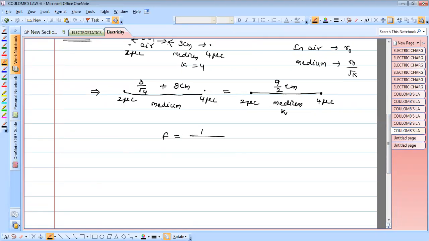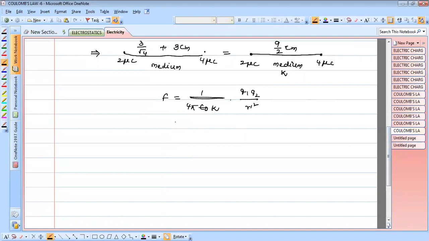Now the medium is there. That's 1 by 4 pi epsilon naught into K, Q1 Q2 by R dash square. Now 1 by 4 pi epsilon naught in the sense 9 into 10 power 9, and the K is 4. Q1 Q2 means 2 into 10 power minus 6 and 4 into 10 power minus 6. R dash is 9 by 2, no? 9 by 2 into 10 power minus 2, whole square.